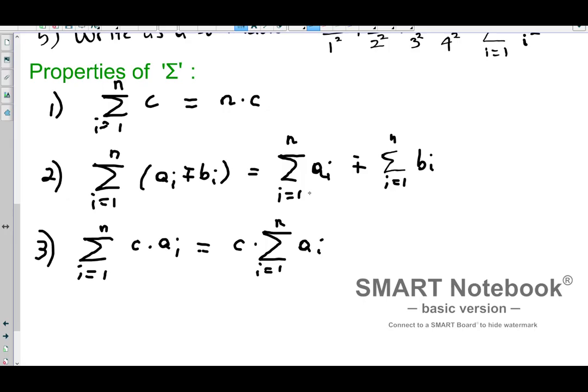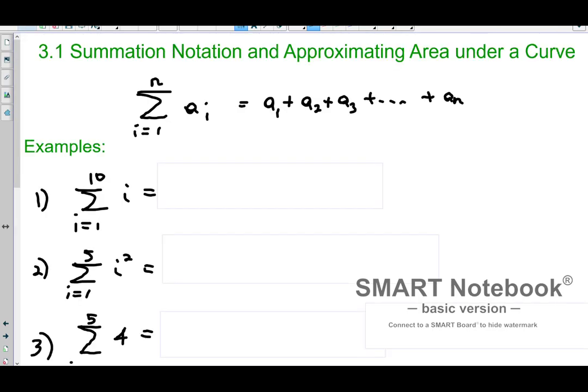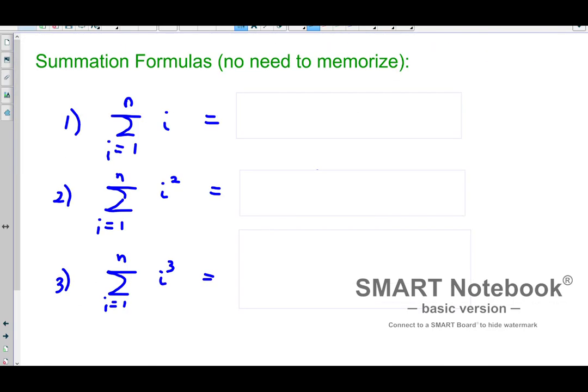Okay, so that's a property of sigma that we should know. We can take out a constant multiple. We could take out c because c does not depend on i, therefore it's considered a constant. All right, a few more properties, and then we're going to do some examples with the sigma notation. And you don't have to memorize these summation formulas. I would provide them to you if they are needed on a problem.